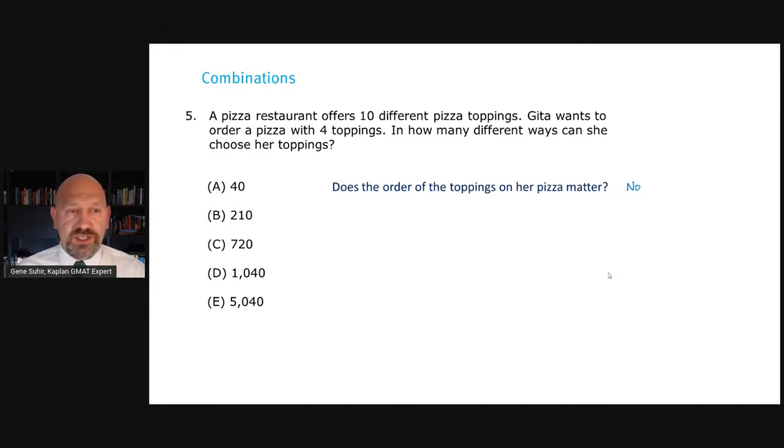Since it's a combination, we'll use our combination formula. N is how many we're picking from. The pizza restaurant has 10 different pizza toppings to pick from. And K is how many Gita's actually picking. Gita's going to select 4. So our N will be 10 and our K will be 4. Out of 10, we choose 4. Our N factorial upstairs will be 10 factorial. On the bottom, K factorial, that would be 4 factorial. And then N minus K, that's 10 minus 4, or 6 factorial.